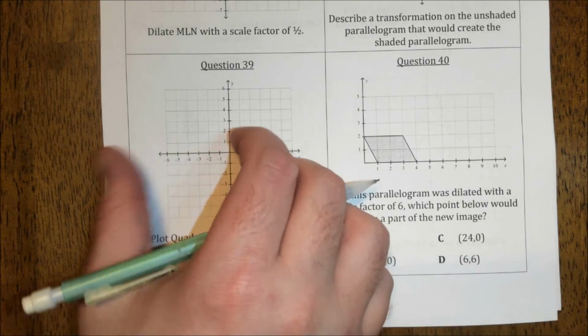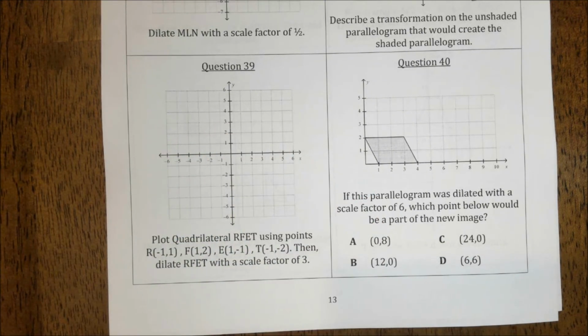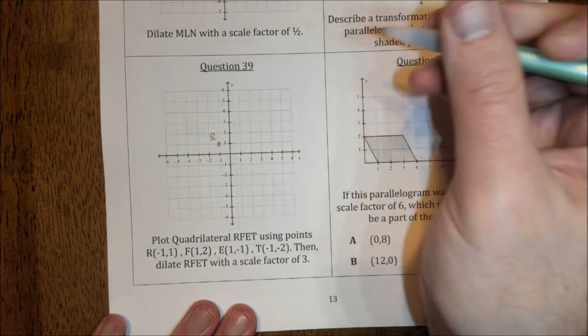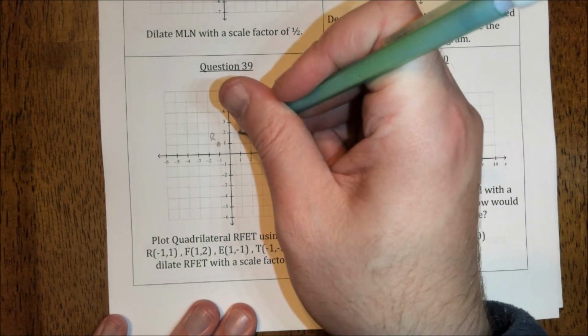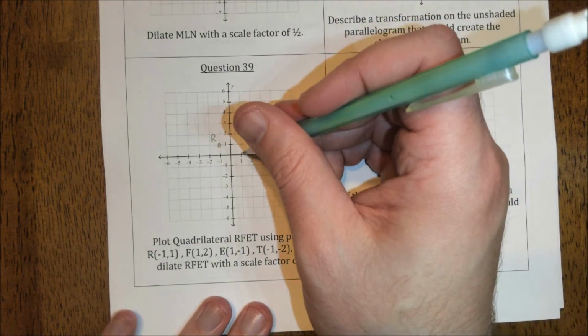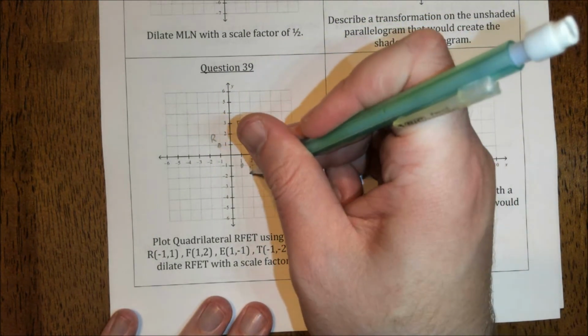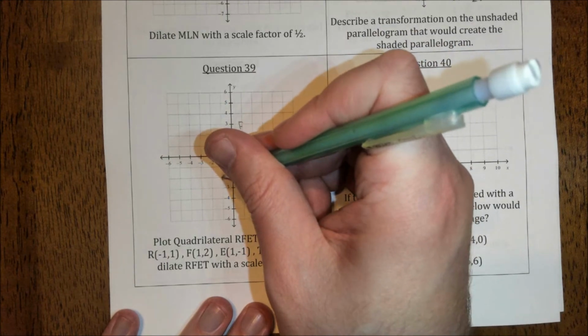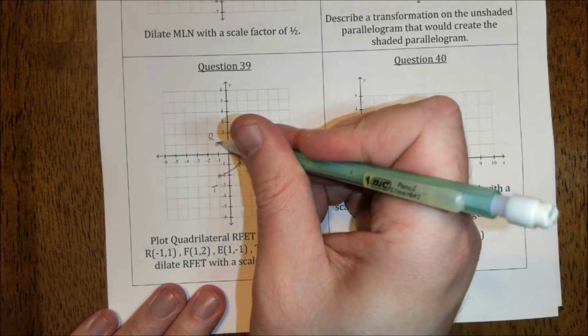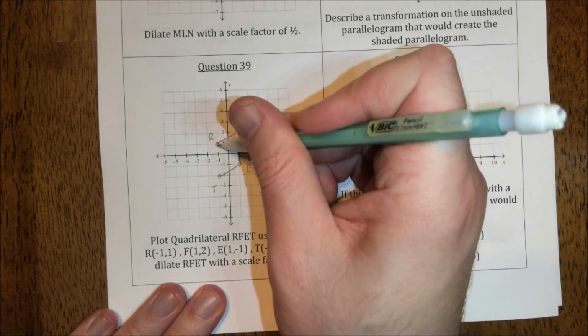Question 39 wants us to plot the quadrilateral. R is negative 1, 1. F is 1, 2. E is 1, negative 1. T is negative 1, negative 2. So we have a parallelogram, a quadrilateral that's actually a parallelogram.